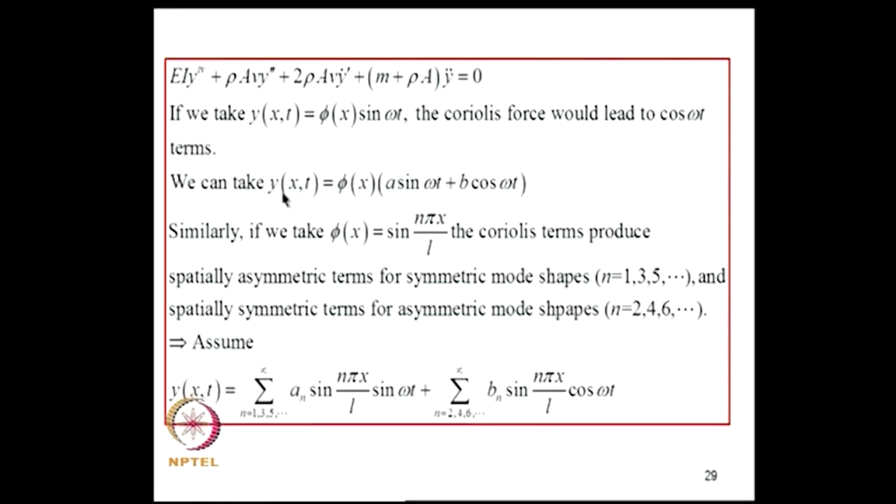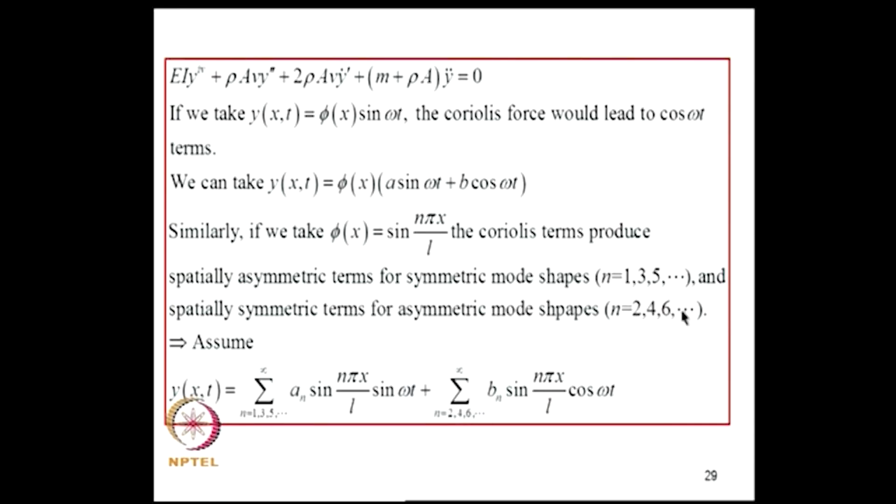Similarly, if you take y of x comma t as phi of x into a sin omega t plus b cos omega t, say, to allow for the presence of the cos omega t term, we can avoid this problem. But if we take phi of x as sin n pi x by L, this y dot prime will produce cosine functions. So again that will be problematic in handling because it will induce spatially asymmetric terms for symmetric mode shapes for 1, 3, 5 and spatially symmetric terms for asymmetric mode shapes.